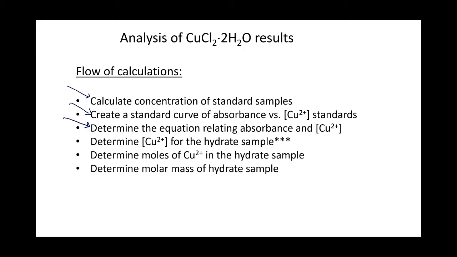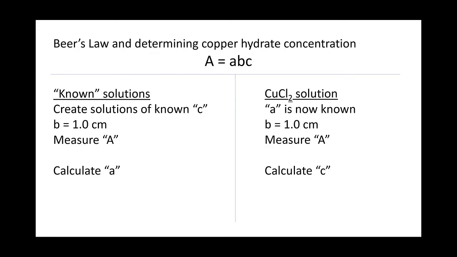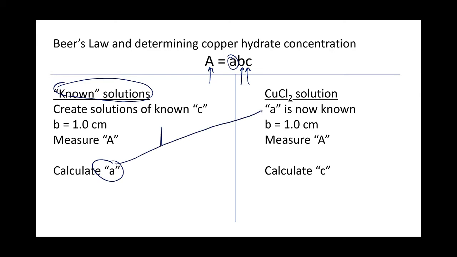Because we know the absorbance of the copper hydrate sample, we can now determine the concentration of the copper. This is similar to what we did for the nickel case, where we've used known solutions and Beer's law to measure absorbance and measure the concentrations. We know b, and therefore we determine the absorptivity coefficient for the copper. That absorptivity coefficient can be used when we have a solution for which we don't know the concentration. So for our hydrate solution, we're going to know the absorptivity coefficient, we're going to measure the absorbance, and from that we'll calculate the concentration of the copper.